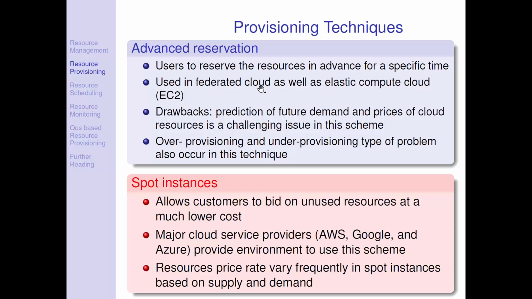So in such a cloud where there are different cloud providers, the advanced reservation technique is used so that the resources, because they are with different cloud providers, are reserved in advance. However, it has some drawbacks. Prediction of the future demand is required. That is, it is to be known that to serve a particular workload, how much resources would be required. And then the price of the cloud resource is a challenging issue because it keeps on varying. It might not be the same, it may change.